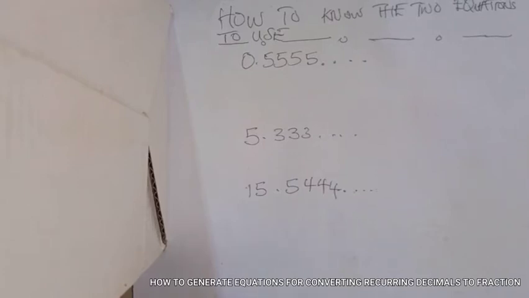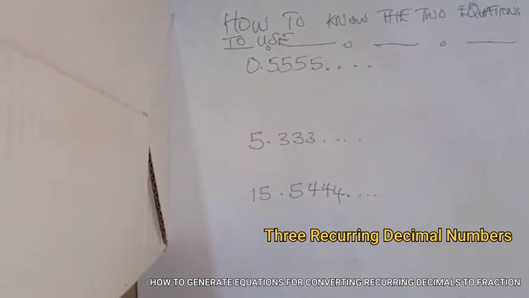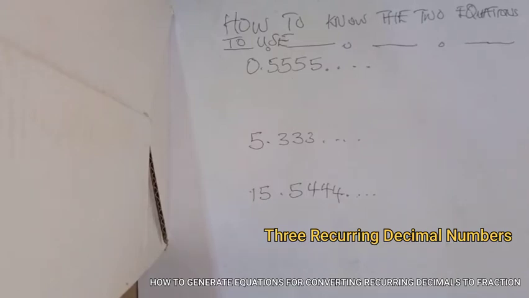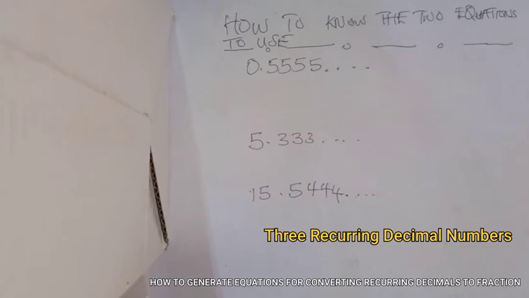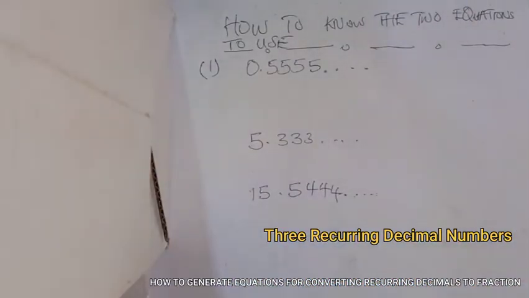Now, when you look at this critically, look at these three equations, for instance. What do you observe? You observe that they are recurring numbers. That's the very first thing you observe, right? Now look at the very first one, number one. What do you see? 0.5555, right? That question automatically becomes your first equation.